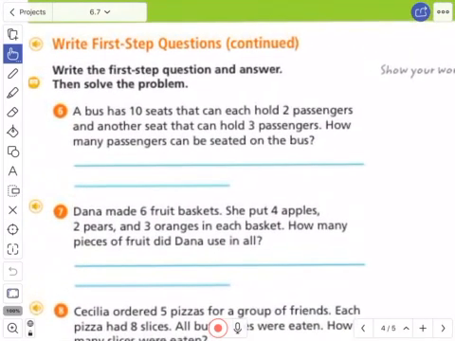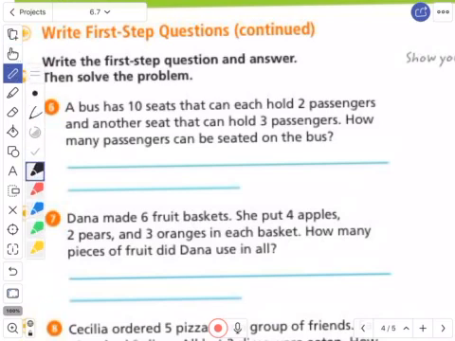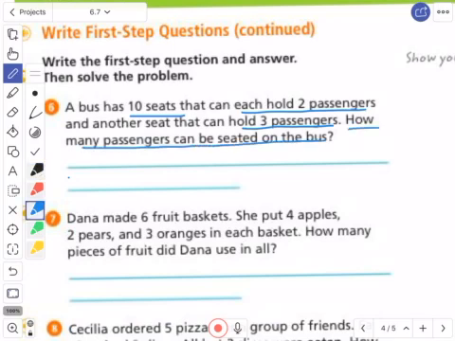Okay, well, for this time, I'm just going to show just number 6 here, and then I'll have you go ahead and work the rest of these yourself. I'll read them. So a bus has 10 seats that can each hold 2 passengers, and another seat that can hold 3 passengers. How many passengers can be seated on the bus? So it always goes back to what's that first step question. Okay, I've got to make sure I get my last step, because my last step is how many can be on the bus altogether.